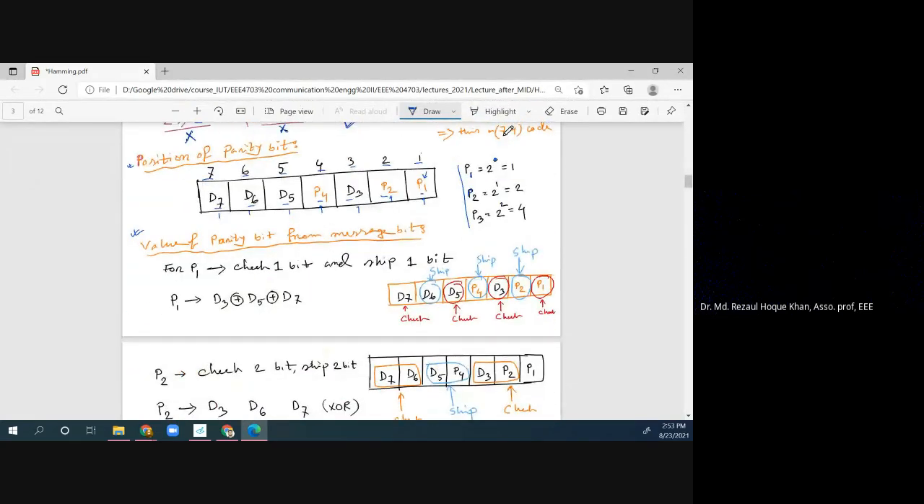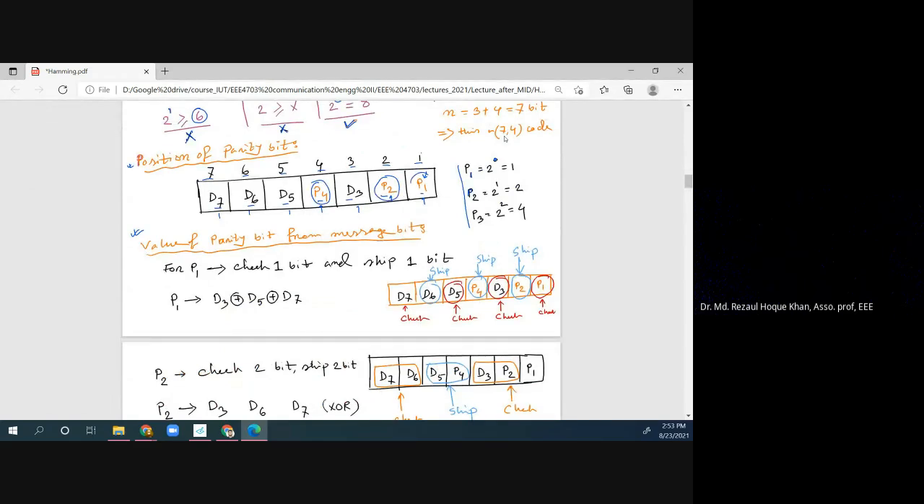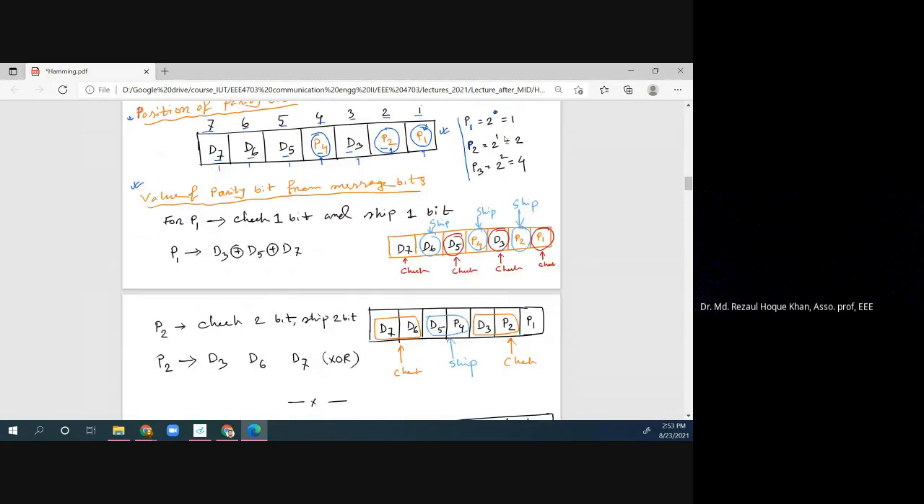Okay, we already know the position of the parity bits. It will be here, here, and here, right? The data bits we already know, but we don't know what the values are. So by this we know the position of the parity bit, and we need to find what its value should be. So for example, P1: what is the value of P1?